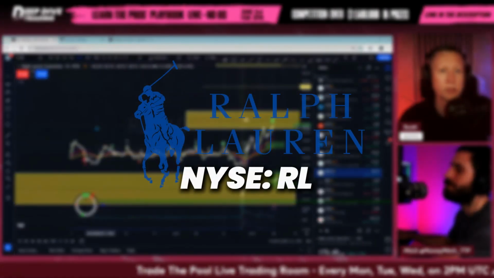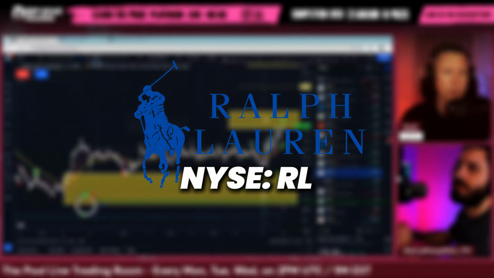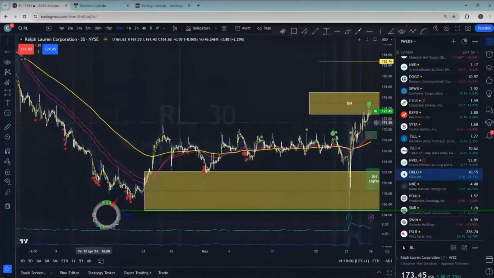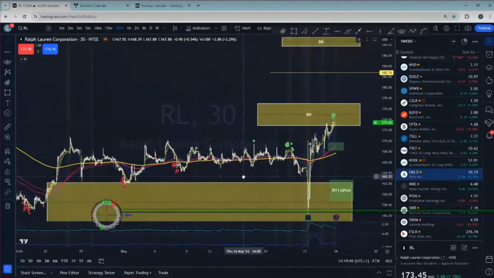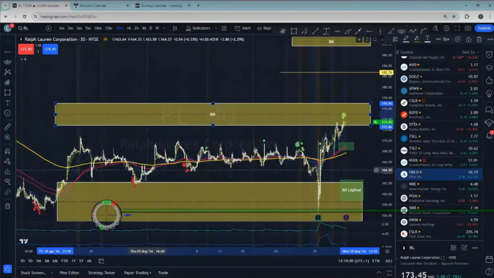All right, back in the hot seat, Scott. What are you looking at? What you got there? So Ralph Lauren, just looking at the 10 minutes, what's been going on. We zoom out a little bit further. These lows down here, right? These lows coming off. First swing, always important for me in terms of what we're looking at. And the idea is we're trading this gap if we can, right?